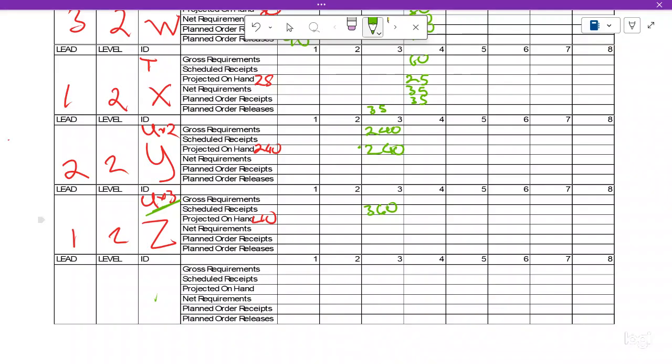minus, okay, I'm writing on the wrong line. I need to make sure my line aligns. 360, 40, 320. Lead time, lead time what? 320, 1 week. Correct. And that is complete.